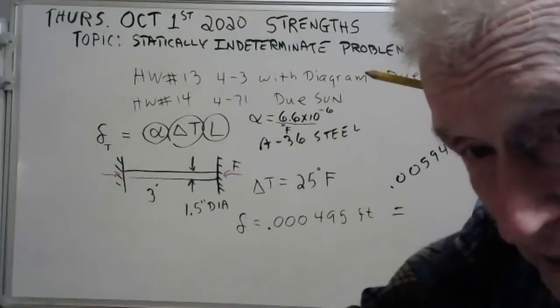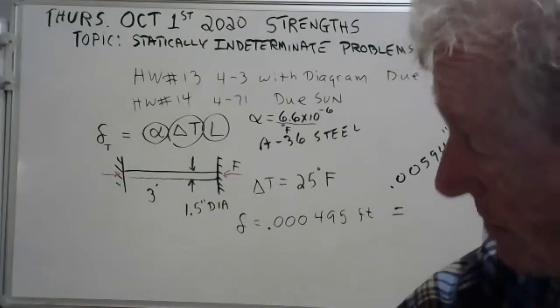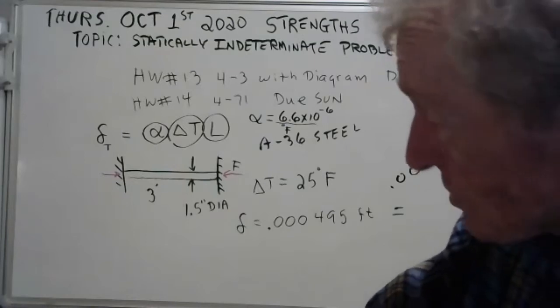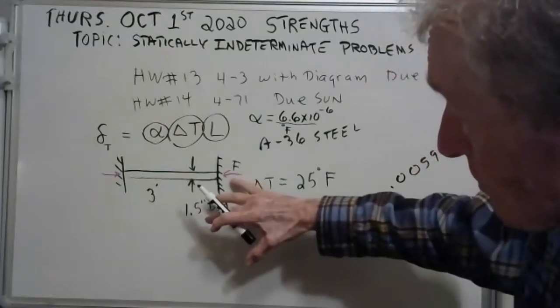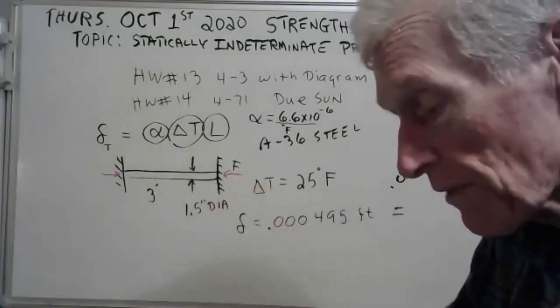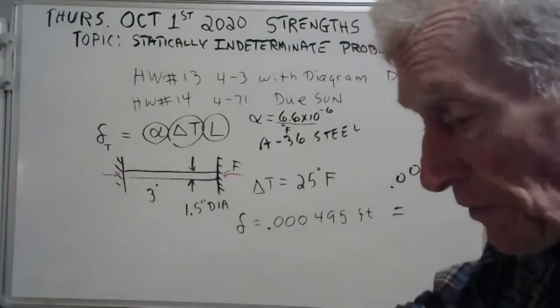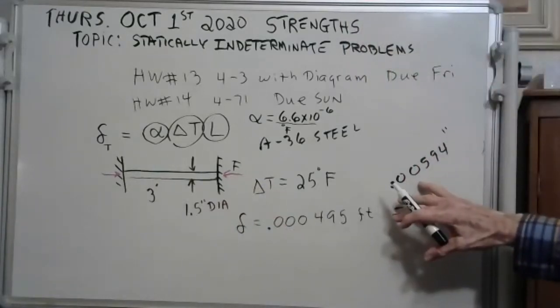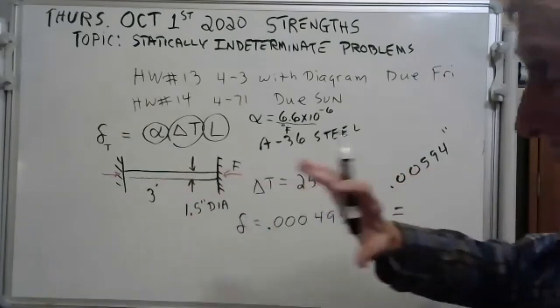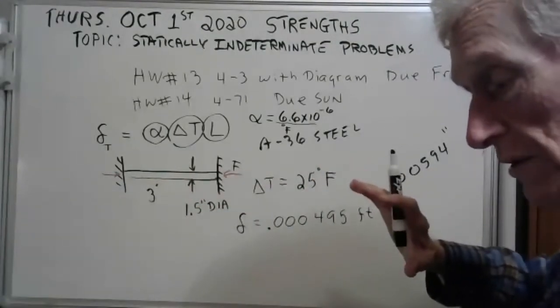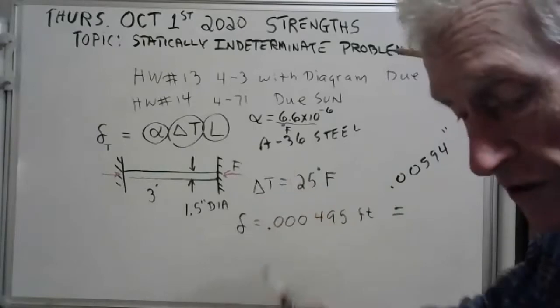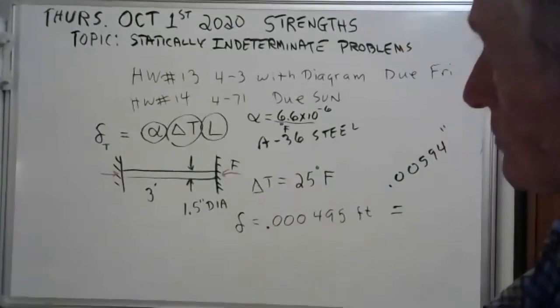But see, this thing cannot expand. So what happens is you build up this force here and you have a normal deformation equal to 6,000ths of an inch. In a way you could think of it as pushing it back 6,000ths of an inch. And so let me write that.